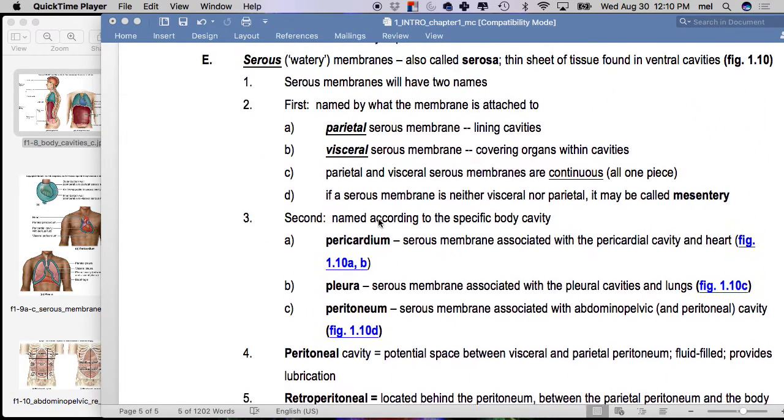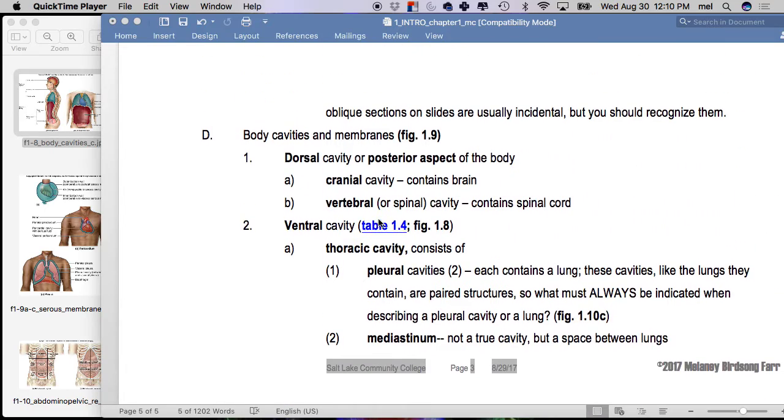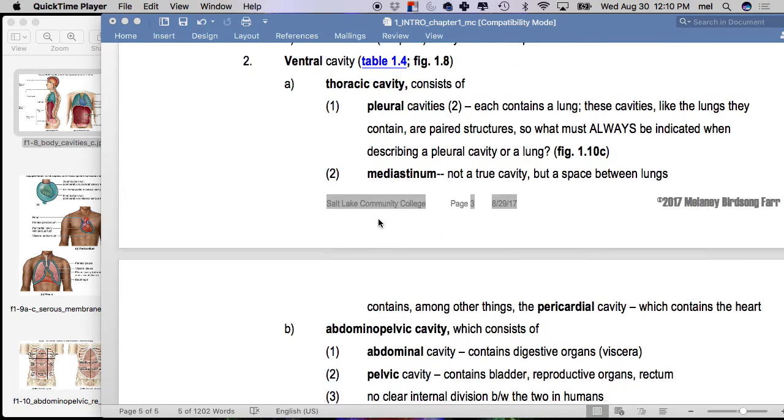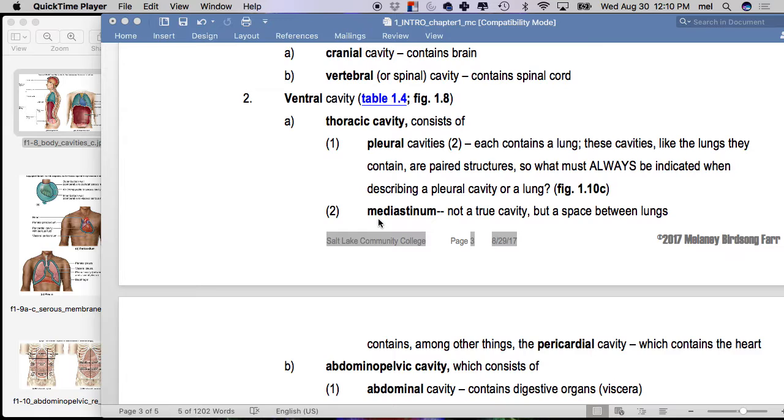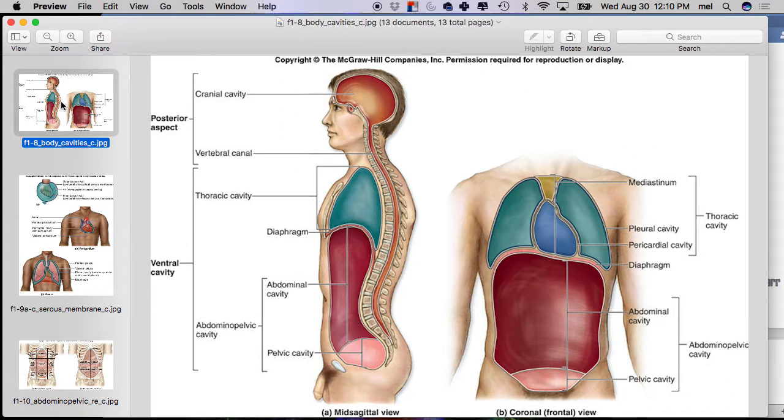Okay, so we're going to finish up this set of notes, and then we will start histology. And I think we left off right with body cavities, right? Isn't that where we left off last time? Okay, so we left off with body cavities last time.